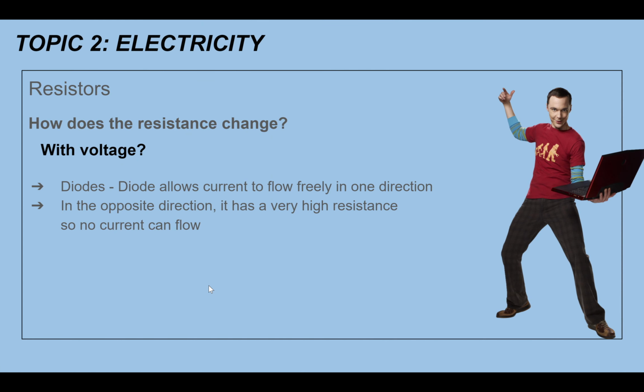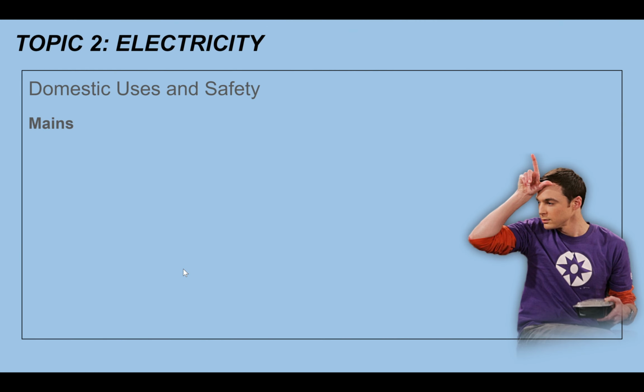How does the resistance change with voltage? Diodes. Diodes allow current to flow freely in one direction. In the opposite direction, it has a very high resistance, so no current can flow.